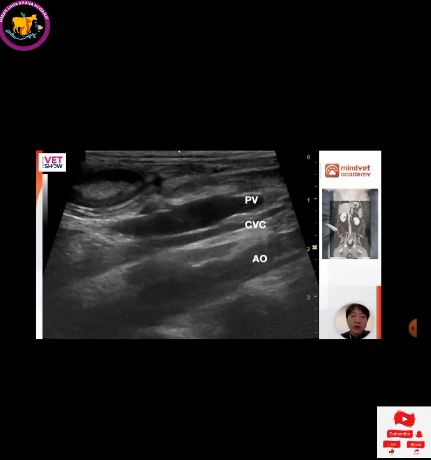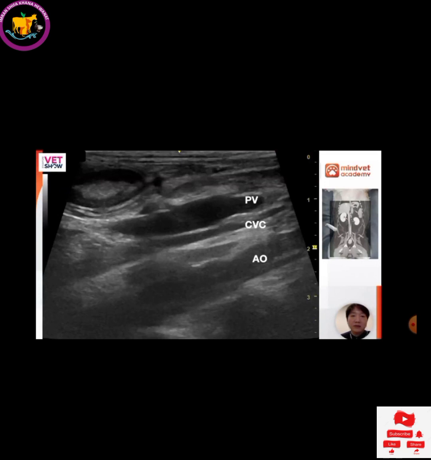In this picture, you will see the three vessels here. This is the portal vein, this is the caudal vena cava and aorta, and this hyperechoic line with the acoustic shadow is the spine. Note that the caudal vena cava in this picture is collapsed due to the compression of the ultrasound probe. Manual compression should be avoided when investigating the caudal vena cava.